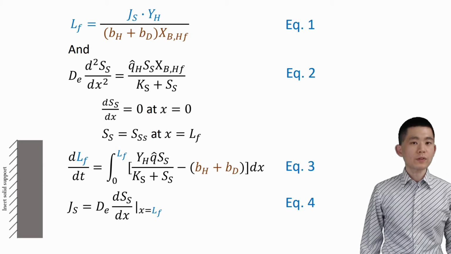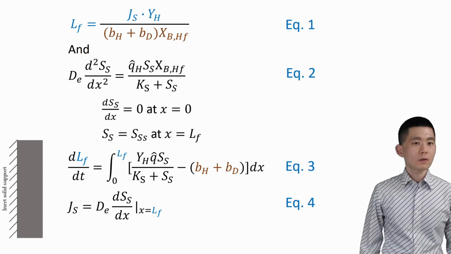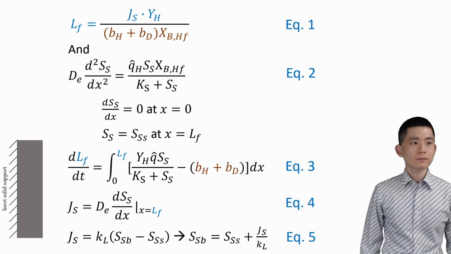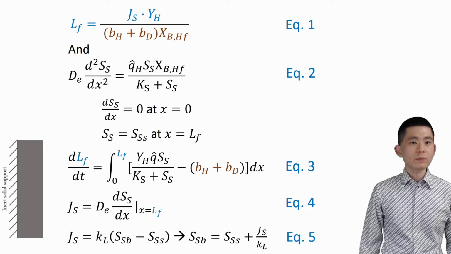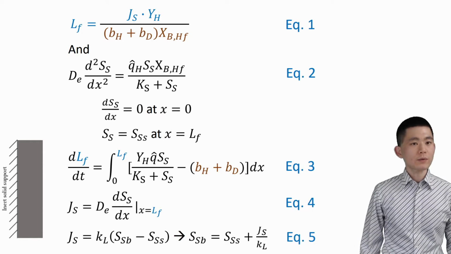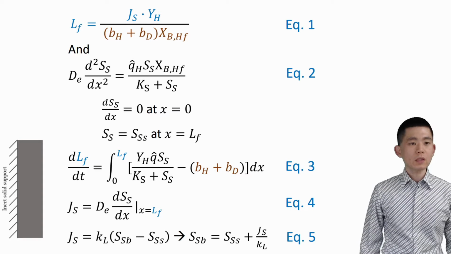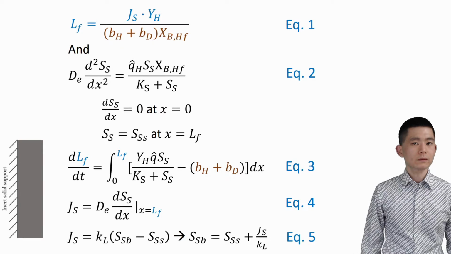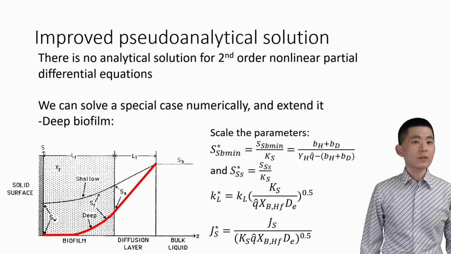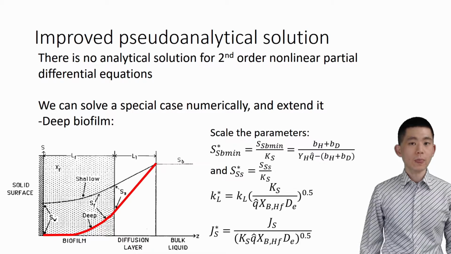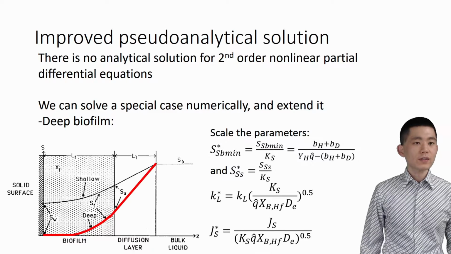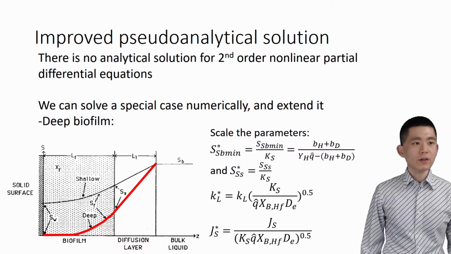The next equation is Fick's first law, describing the flux at the biofilm surface, which is determined by substrate diffusivity in the biofilm and the concentration gradient. Lastly, there is the flux of substrate at the stagnant boundary layer, determined by the substrate mass transfer coefficient in water and the substrate concentration difference between the bulk solution and the biofilm surface. As I mentioned before, there is no analytical solution for the system of nonlinear differential algebraic equations, but we can solve it numerically for the deep biofilm and extend it to other cases. We can scale the parameters to dimensionless forms to simplify the solution.